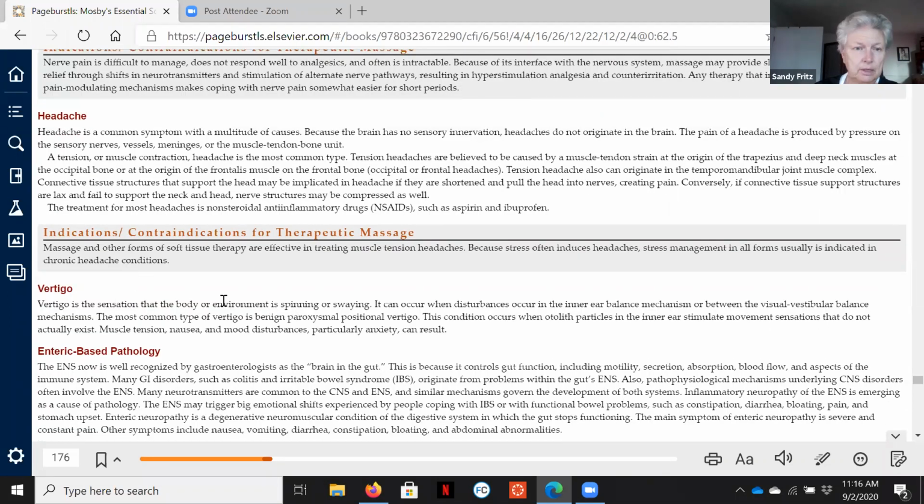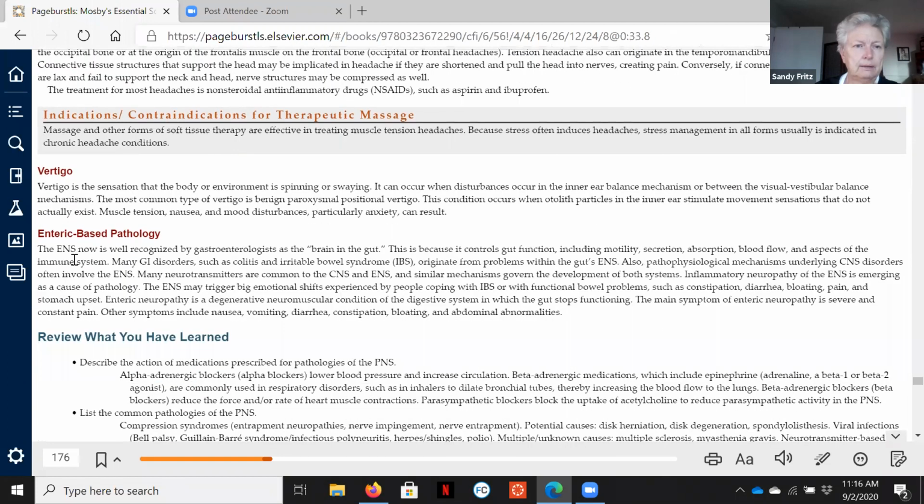Headache we've talked about. Vertigo I talked to you a little bit about. And then we have our whole enteric, our whole gut pathology. Oh my goodness. What a lot of research and information is coming out about that, and the whole biome and the interface between gut bacteria, and they actually produce neurotransmitters and hormones. Go outside of this textbook and learn more about this. It's very fascinating.